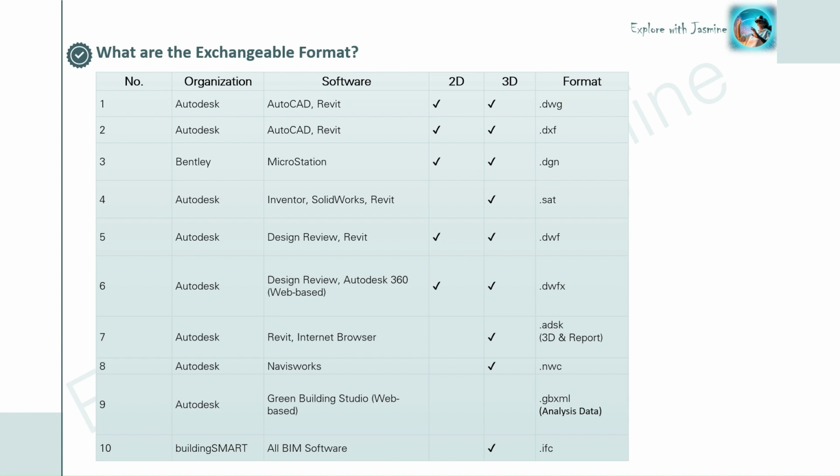IFC. IFC stands for Industry Foundation Classes. It is an open BIM format developed by buildingSMART, and it is widely used for exchanging BIM models between different BIM software platforms. In BIM projects, these exchangeable formats help improve interoperability, coordination, and collaboration between different disciplines and software environments.